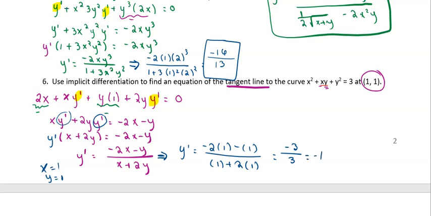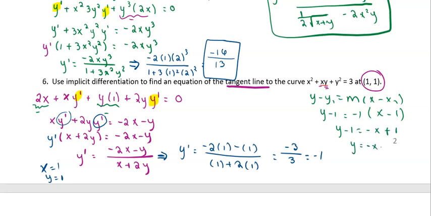So now we have a slope, we have a point. So we can use our y minus y1 equals m times x minus x1 equation. So y minus 1 equals negative 1 from our slope times x minus 1 right here. So then distributing through, y minus 1 equals negative x plus 1. Add 1 to both sides. It looks like we're going to get y equals negative x plus 2.